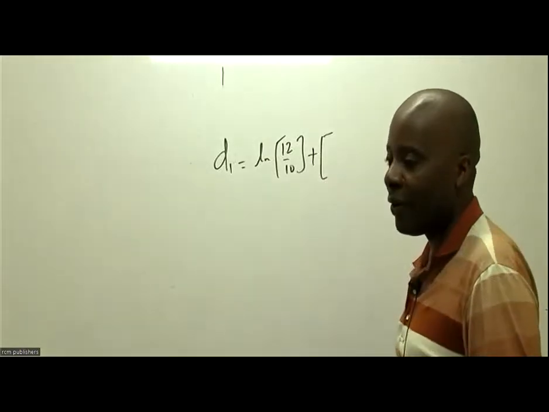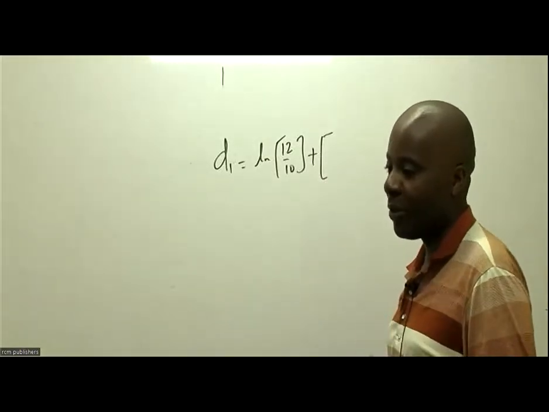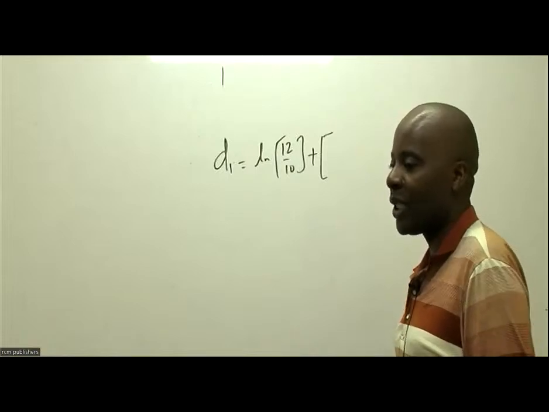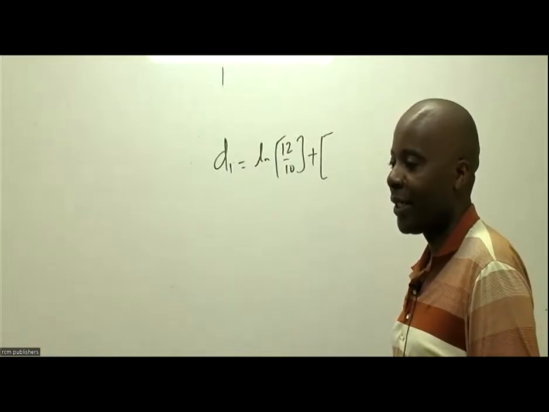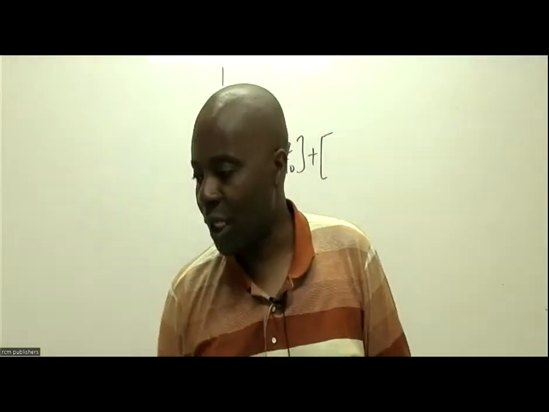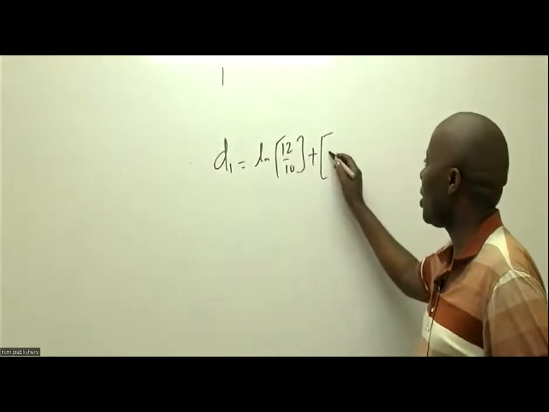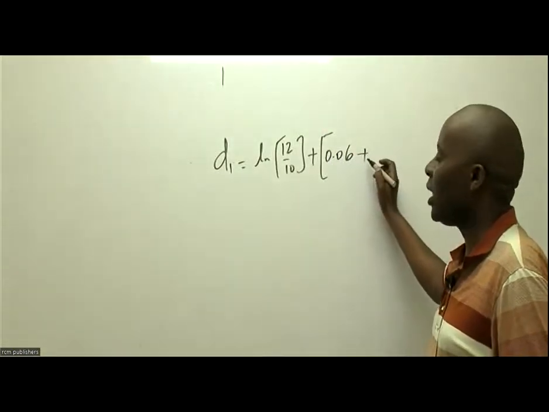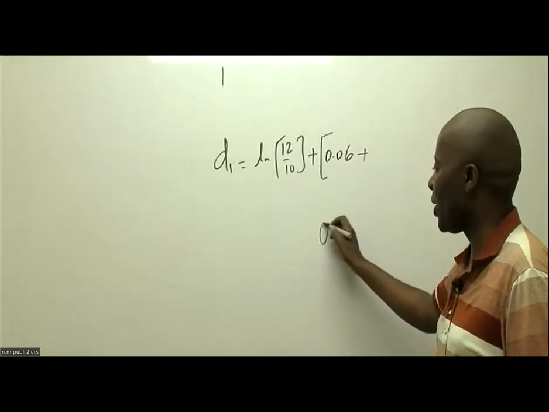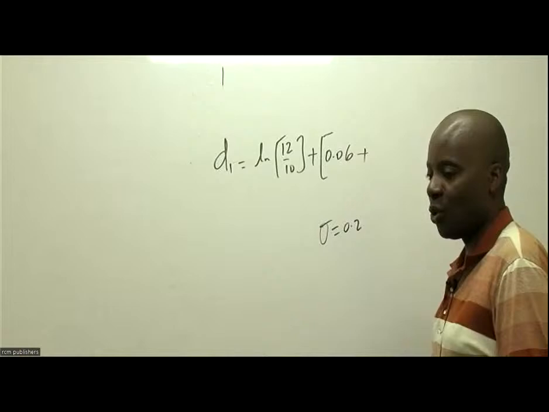Has the examiner given me the risk-free rate of return? Let me just share the question with you: 6%, so 0.06. Volatility has been given. Remember volatility is standard deviation, 0.2.